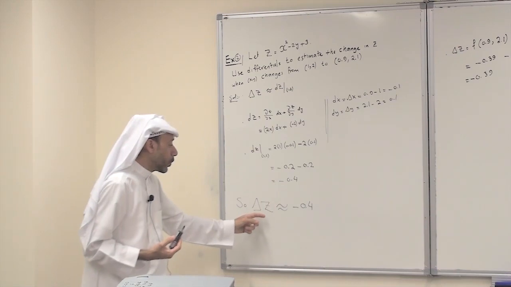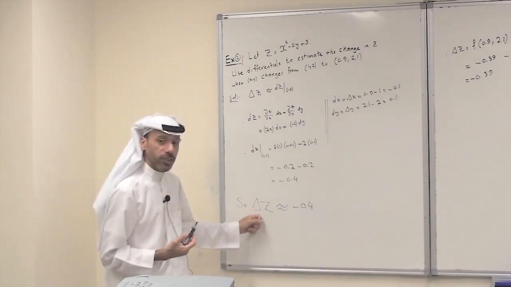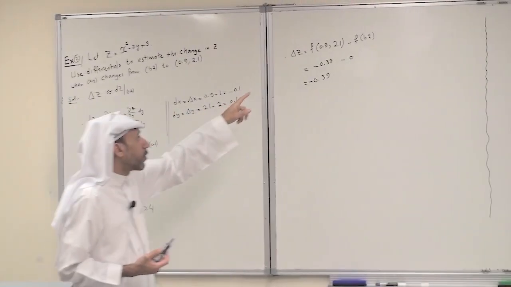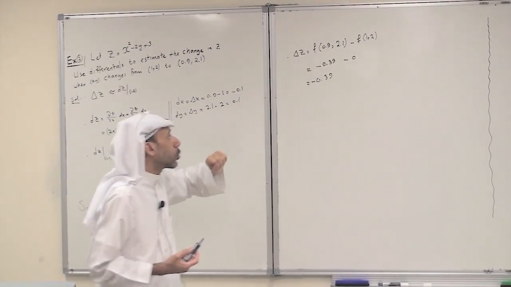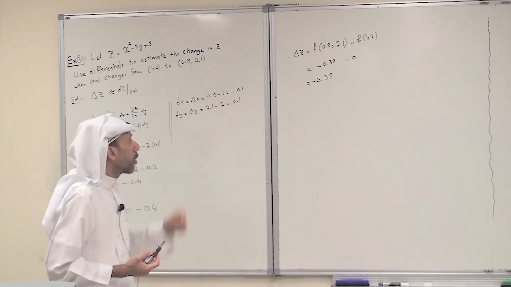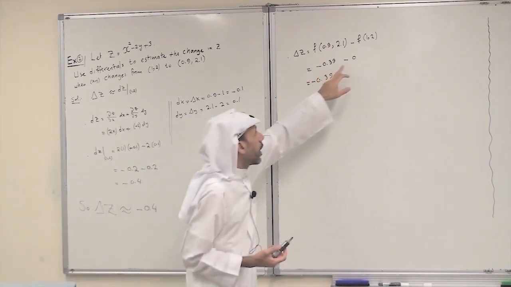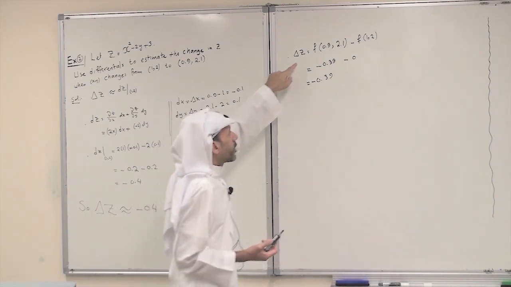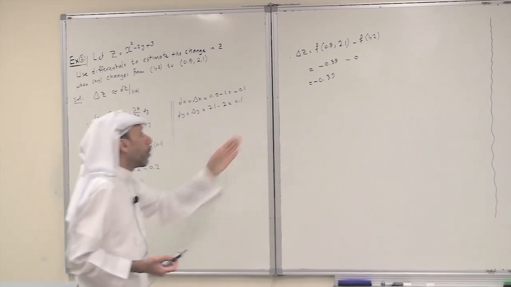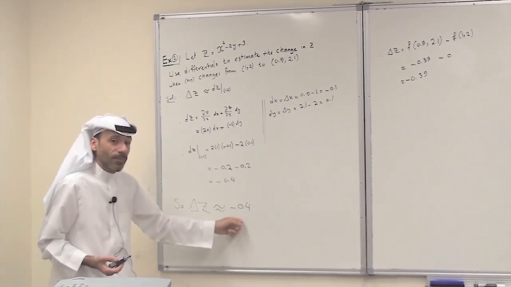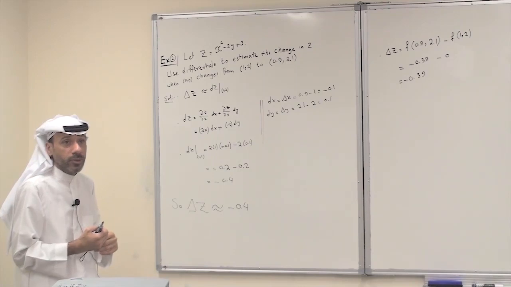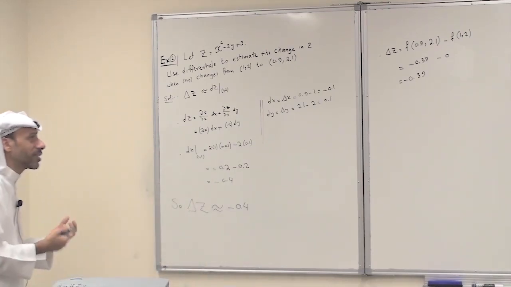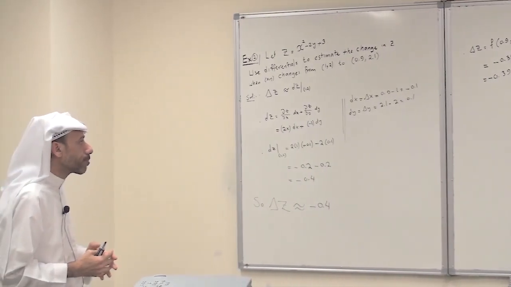In fact, if you compute the exact change, delta z, we notice the following. Delta z equals f of the terminal point (0.9, 2.1) minus f of (1, 2). When we compute, we get minus 0.39. This is the exact change in z. If we compare it with the approximate change, they are very, very close. So this is really a good estimation. Differentials give us a good estimation.